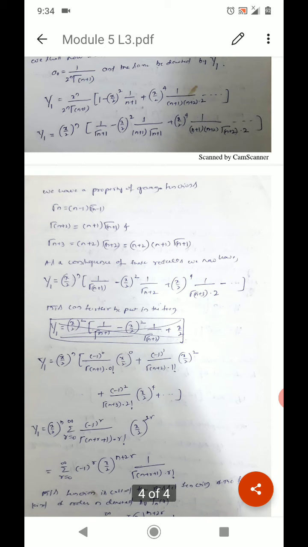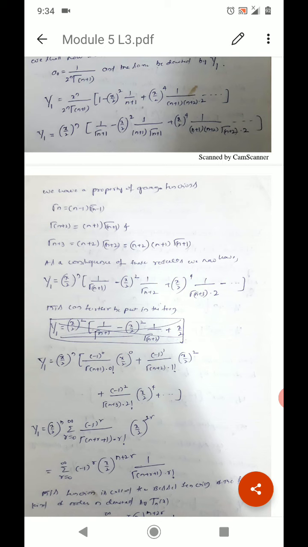So we have the property of the gamma function, that is, gamma of n is equal to n minus 1 into gamma of n minus 1. Gamma of n plus 2 is equal to n plus 1 into gamma of n plus 1, and gamma of n plus 3 is equal to n plus 2 into gamma of n plus 2, which again can be written as n plus 2 into n plus 1 into gamma of n plus 1. So now use these results in the above equation.